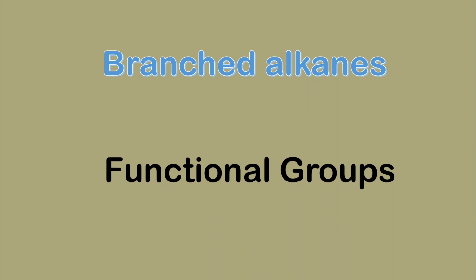Let's look at the branched alkanes. How do we name branched alkanes? Here we shall need to use the functional groups. Functional groups are simply groups of atoms that are joined to the main chain.